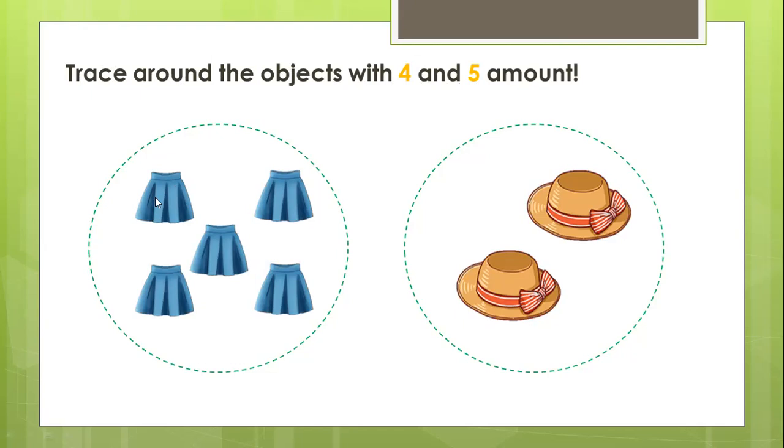So 1, 2, 3, 4, 5. Does it fit the number here? 5 skirts here. Is it correct? Yeah, it's correct. So we can trace. How about the girls? Do you have skirts at home? You do, right? How many skirts do you have? I think you have at least 2 or 3 or more than that. But I'm sure you have more pants than skirts. You have more like shorts, dress, pajamas, right? Okay, so these are 5.